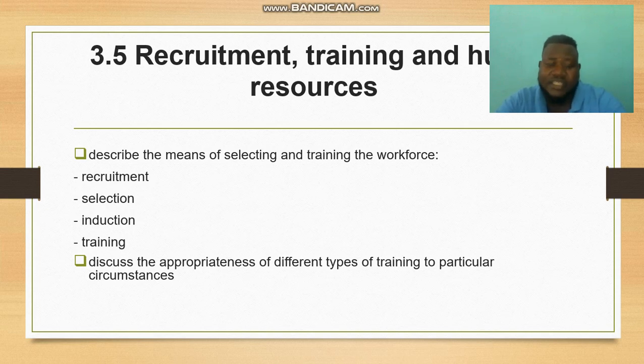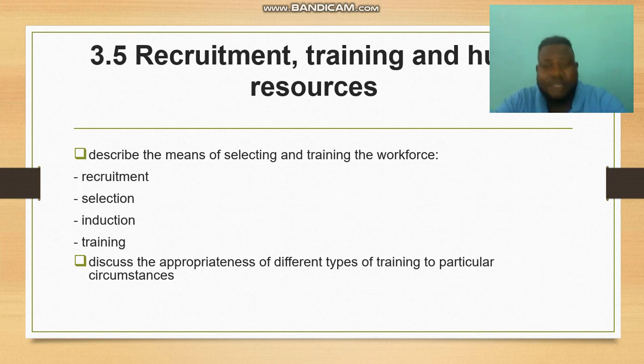Now we come to selection. When you're talking about selection, this is a process that is used in order to select a suitable candidate for that particular job or work. And then we also have induction. This is when employees are introduced to their new working environment. So when you're introducing employees, that means we are doing an induction. And then we have training.